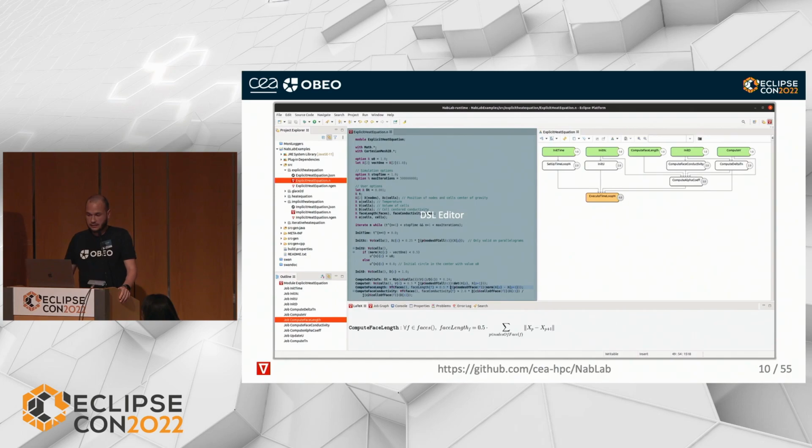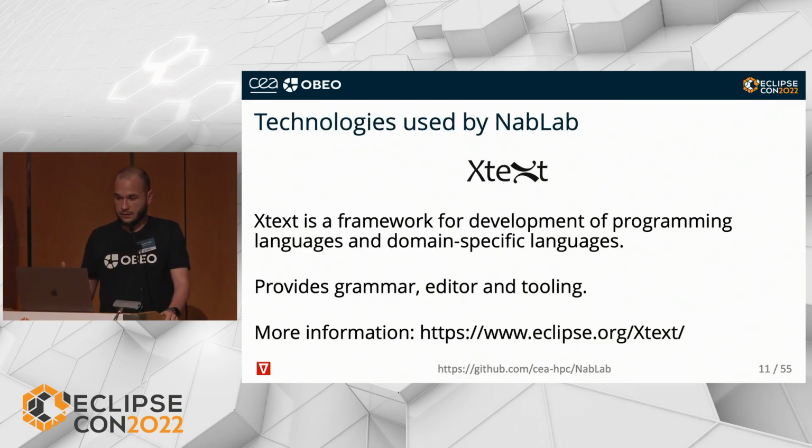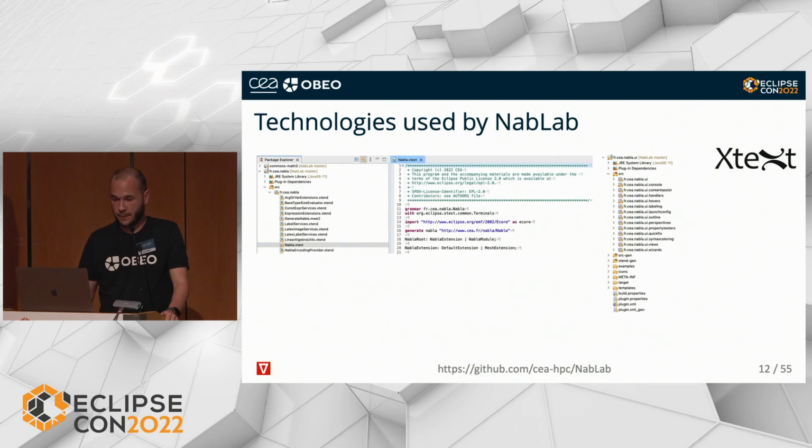So first, let's talk about the DSL editor. The DSL, its editor and the tooling are powered by Xtext, the famous framework. Xtext-related code has been put in two plugins. The fr.ca.nablab plugin contains the grammar and all Xtext-related configuration and customizations.